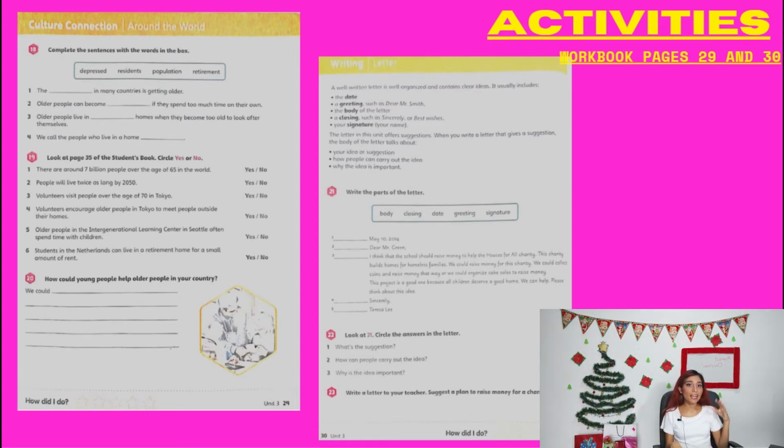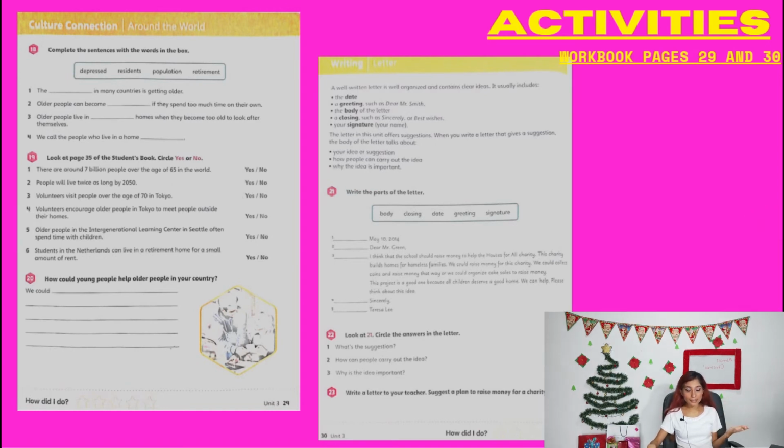And it means that there's a little bit of difference between a normal formal letter and the letters that we are writing with suggestions about fundraising money and this kind of activities. And it talks about your idea or suggestion, like in my example, how people can carry out the idea or why the idea is important. It's not necessary to have all these three, but mostly yes.